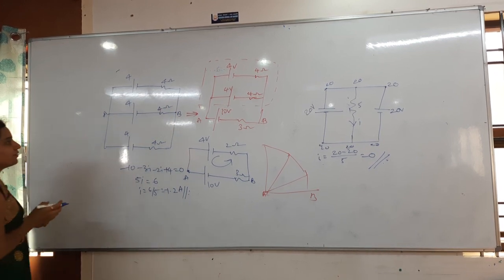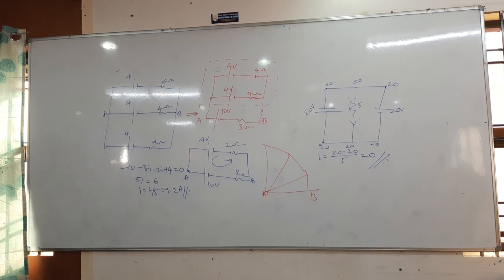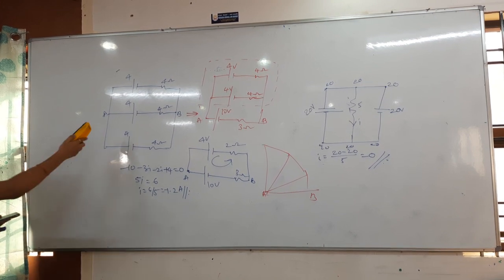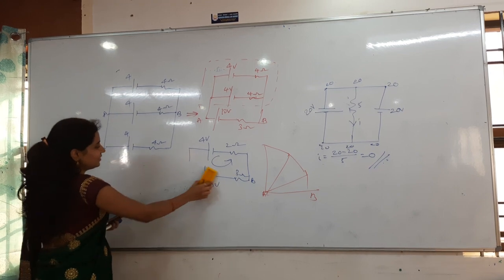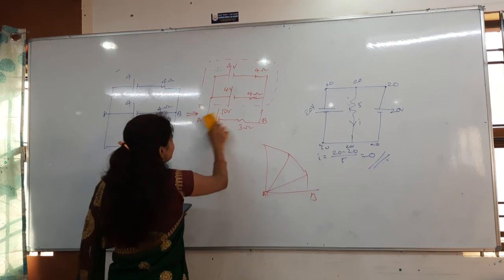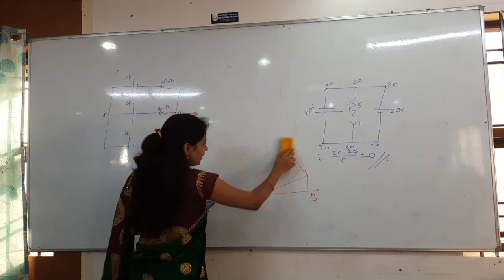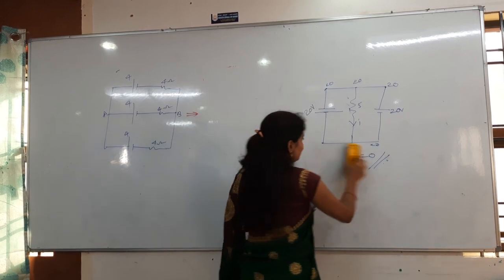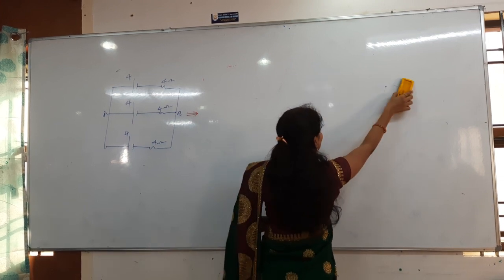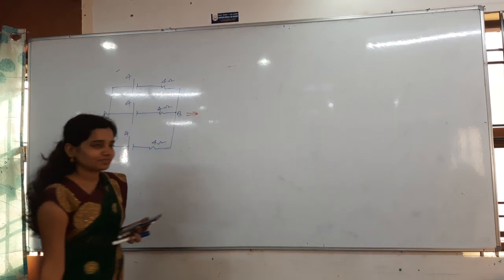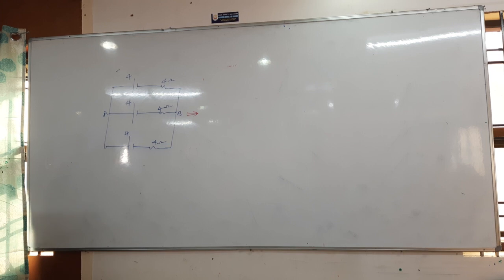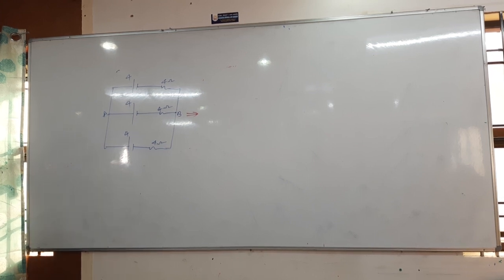Now find the answer. Find the current between AB. Again. Find the current between AB. Already changed the diagram. Are you sure? Sure. What is the answer? 0. 0 is the correct answer.